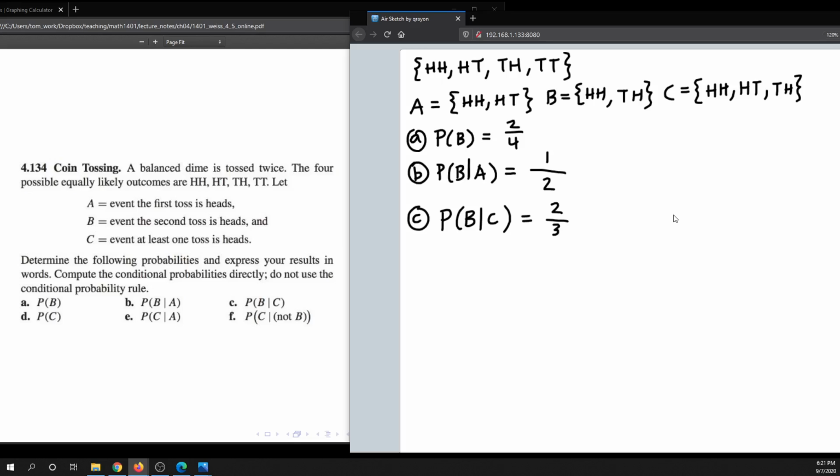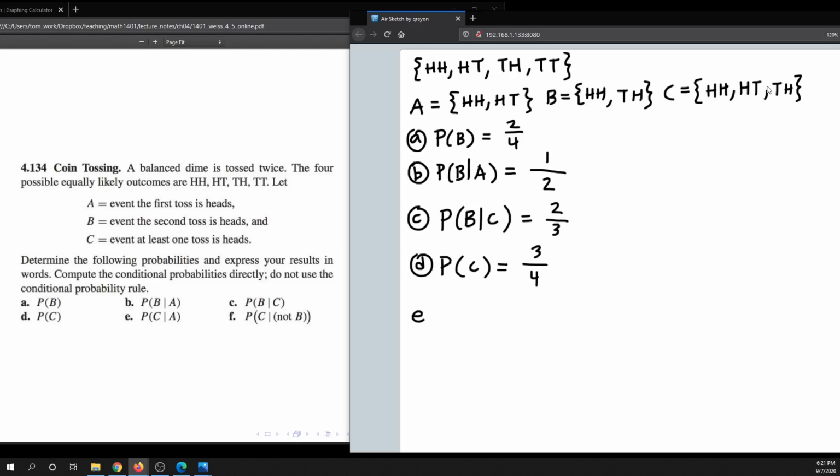All right, part D. They want to know what's the probability of C. That is not a conditional probability, right? So we would just use the entire sample space, right? So the bottom number would be 4. And C has 1, 2, 3 things in it. So the probability that C occurs, that I get at least 1 heads in the tosses, is 3/4. Okay.